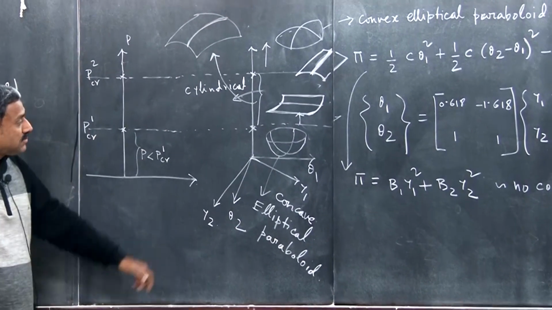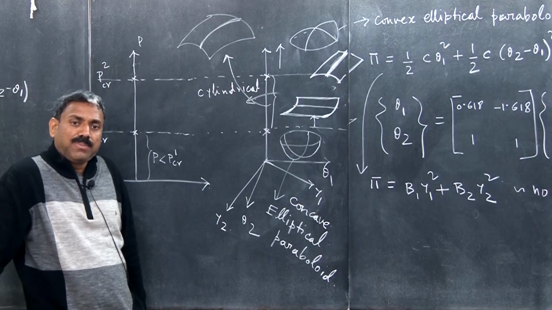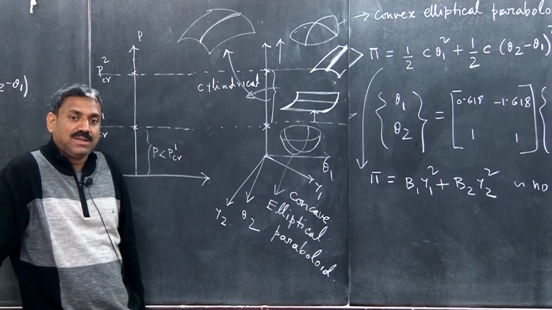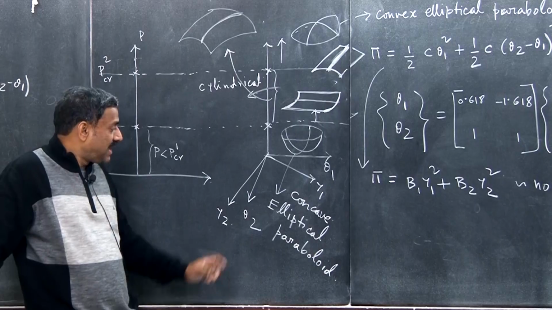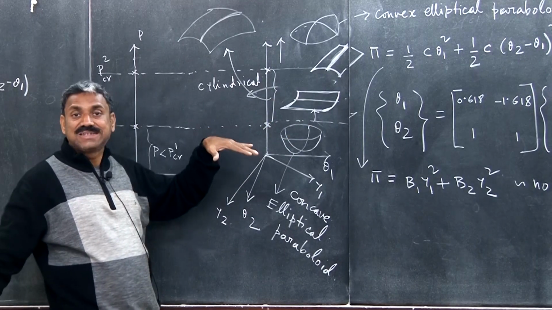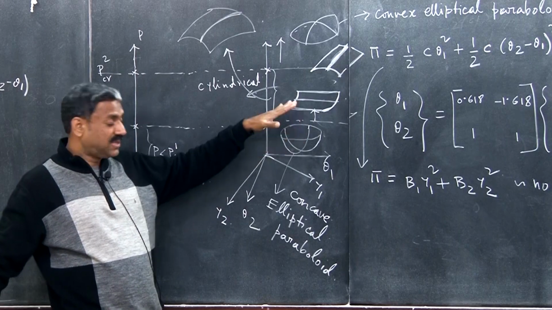Clear? All of you understood what I am trying to say. So it's the shape of the potential energy functional that matters a lot in determining the stability. Here it is fully concave, here it is cylindrical. So along one axis it is basically in neutral equilibrium because the Hessian is 0.